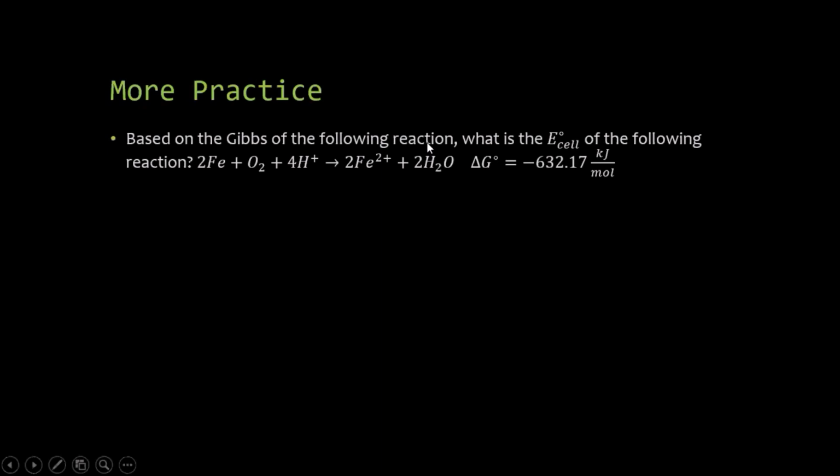Now, based on the Gibbs of the following reaction, what is the E cell? So how about going backwards? This is the Gibbs of iron essentially rusting. So the delta G, we said delta G equals negative NFE.